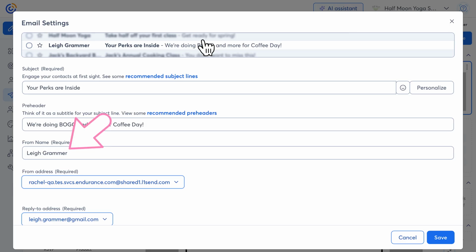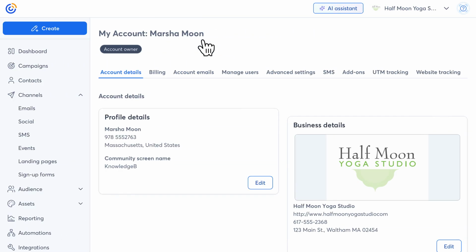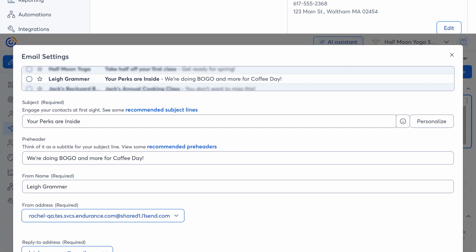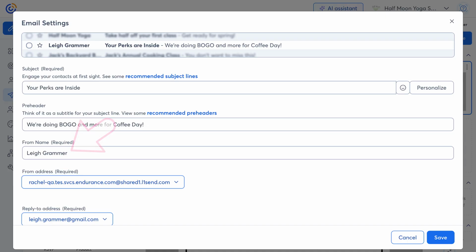To ensure consistency, update your from name on the My Settings page so every time you create a new email, your from name will be set correctly.